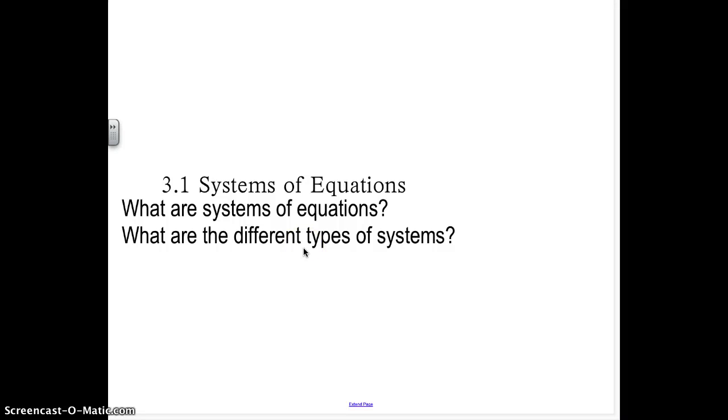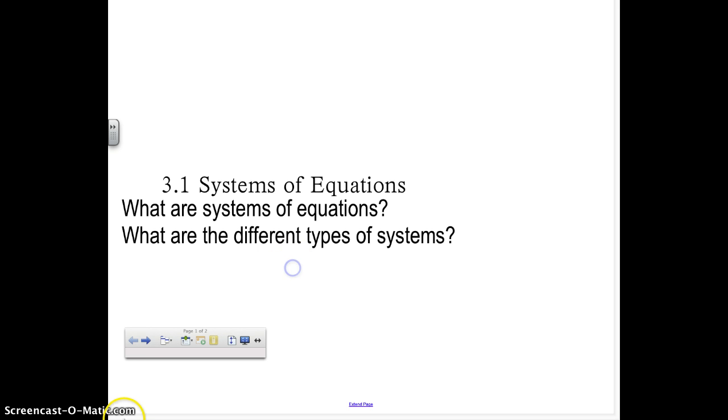We're starting 3.1, and chapter 3 is all about systems of equations. The question becomes, what are systems of equations, and what are the different types of systems? A third question we're going to think about is, how do we solve these systems? Because all systems have a solution, the way we go about solving them will also be something we cover. We're going to talk about 3 methods for solving these different types. One today, and then a couple more next week, in the upcoming sections, I should say.